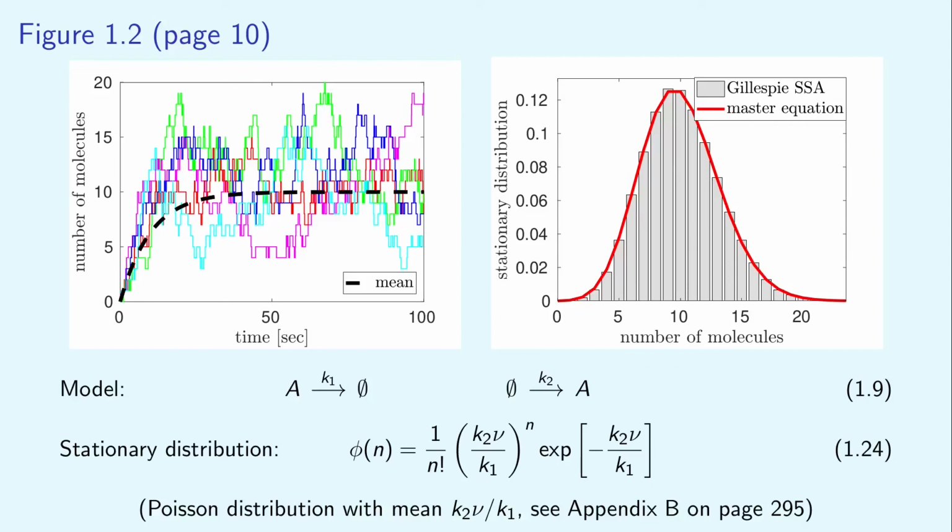Therefore, we again confirm that the variance is equal to the mean, which is equal to 10 for our parameter values. The Poisson distribution is plotted here as the red line. As expected, it compares well with the results obtained by the stochastic simulation algorithm.